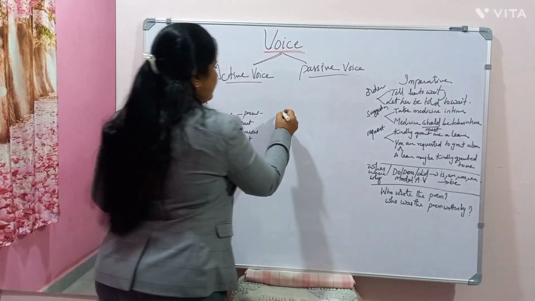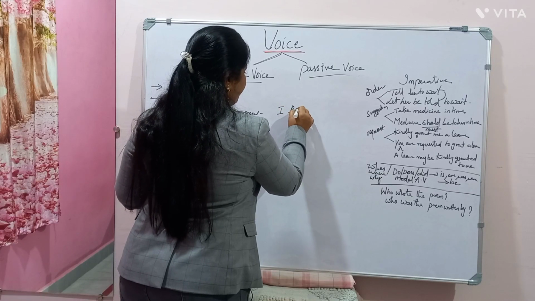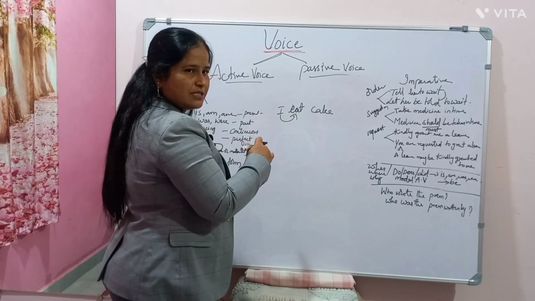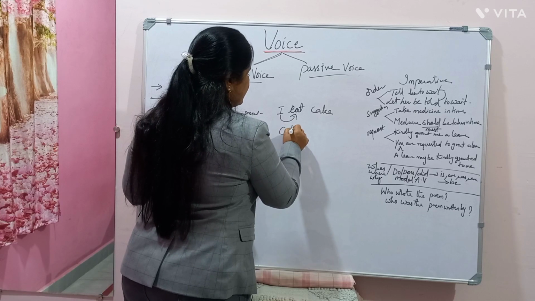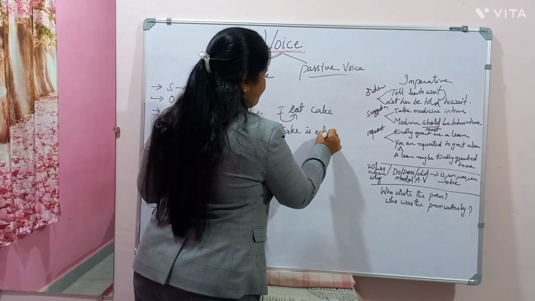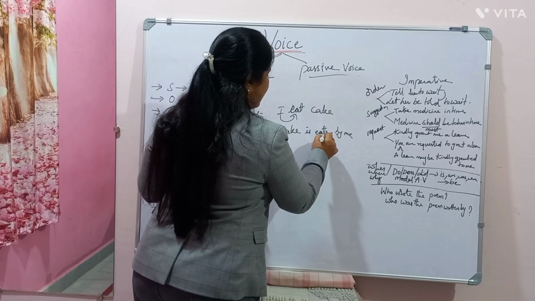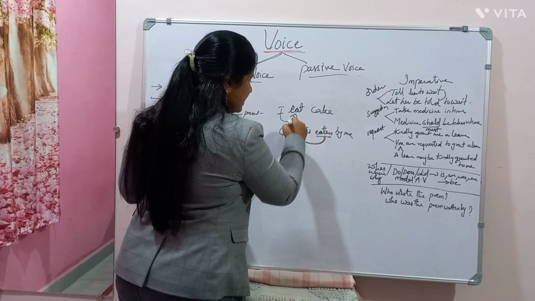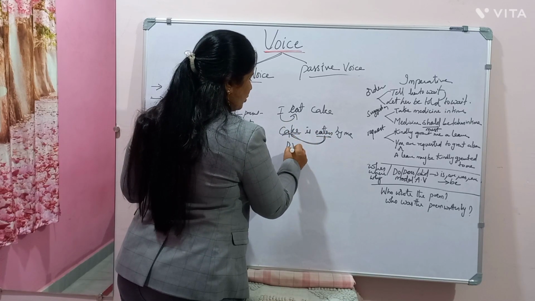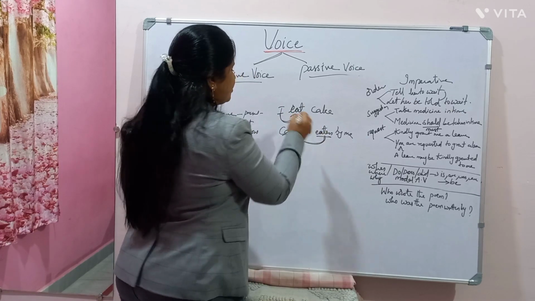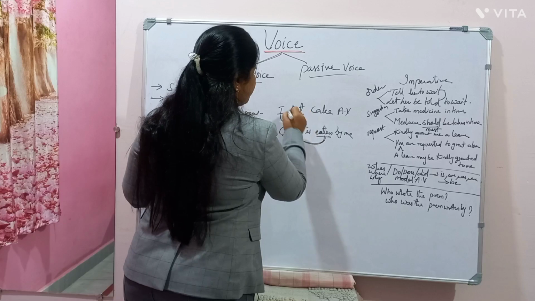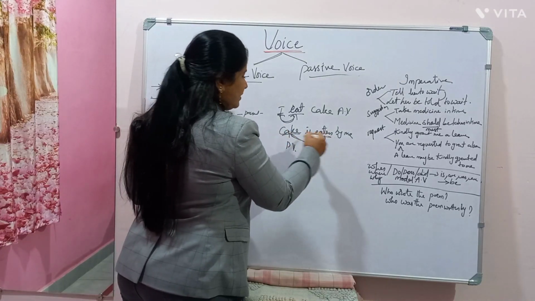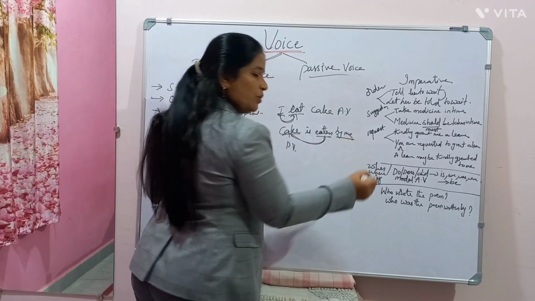See, the doer, I gave you the example like I eat cake. So I eat, this action is done by me, so this is the active voice. If I say cake is eaten by me, this action is affecting the subject here. When this action is affecting the subject, this is called passive voice, and when the doer itself is doing that action, this is called active voice. So the action which is done by the doer, here the subject and the doer are not the same.